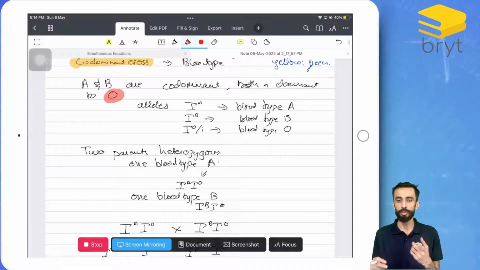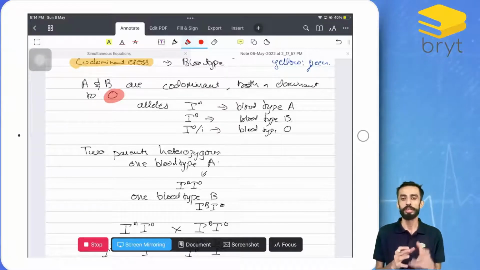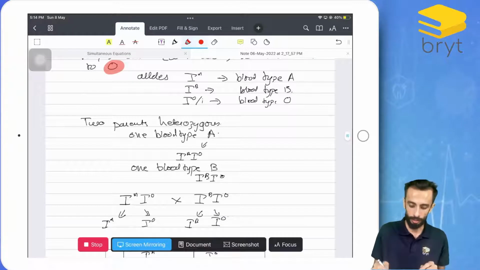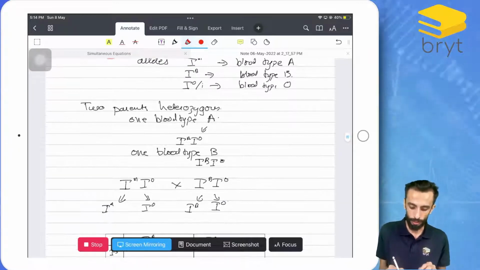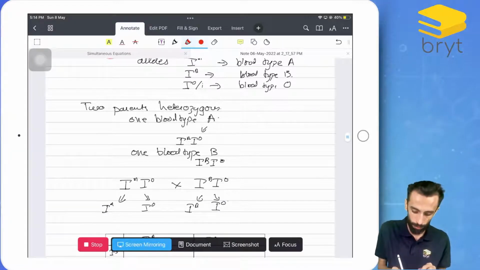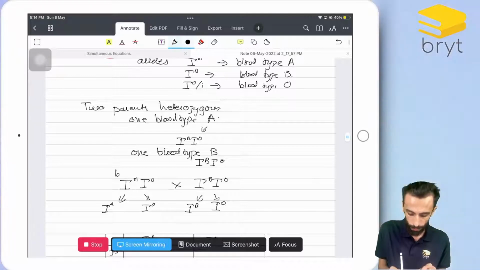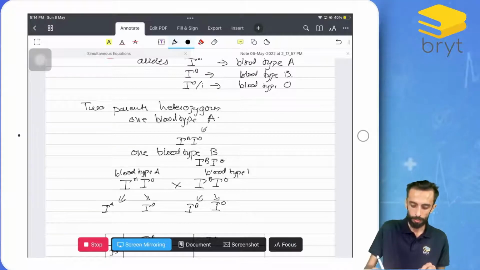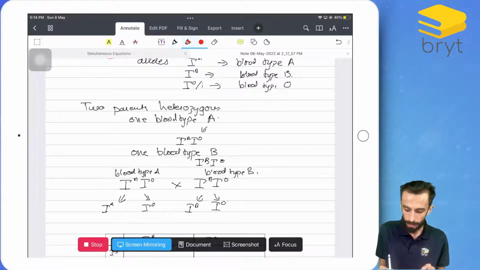So now that should give you a hint that if I've given you an A blood type and a B blood type and I've said that they're heterozygous, that means the other allele that they have is the allele of O. And this is what I've shown you. So this person has blood type A. This person has blood type B. And they both have the O allele in them.